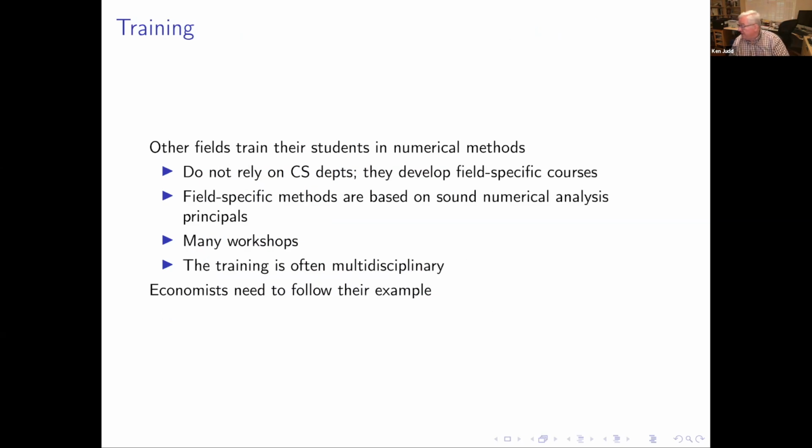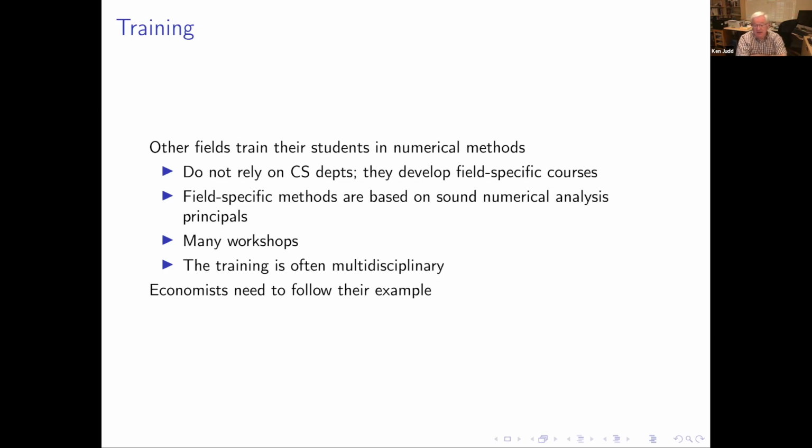Now, the other feature about where we have to do better is training. And this course was an example of the kinds of things that I have been doing over the past years. Now, what do other fields do? By the way, back when I was a college student, the computer science departments taught all the numerical analysis courses. That isn't the case anymore.